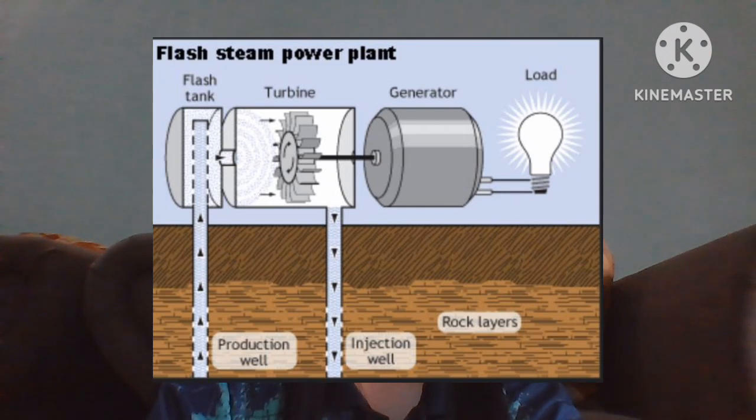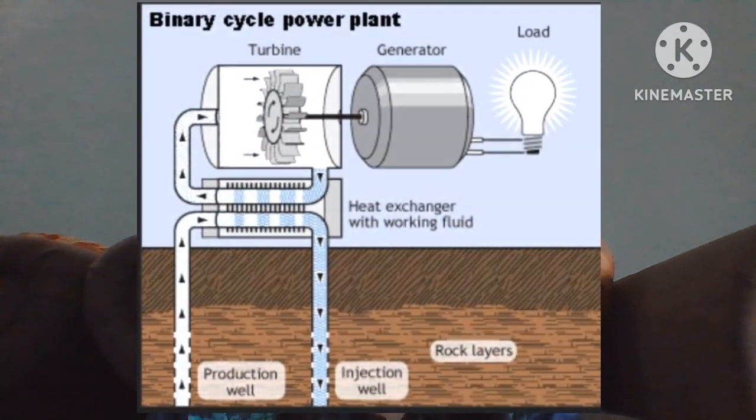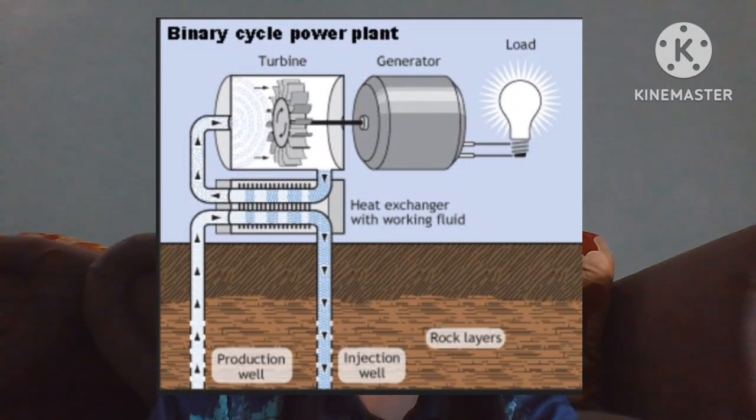As it flows outwards, the pressure decreases and some of the hot water boils into steam. The steam is then separated from the water and used to power a turbine. Any leftover water and condensed steam are injected back into the reservoir, making this a sustainable source. Third, binary cycle power plants operate on water at lower temperatures of about 107 degrees Celsius to 182 degrees Celsius.